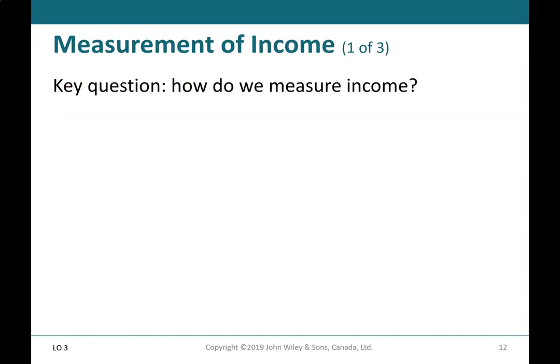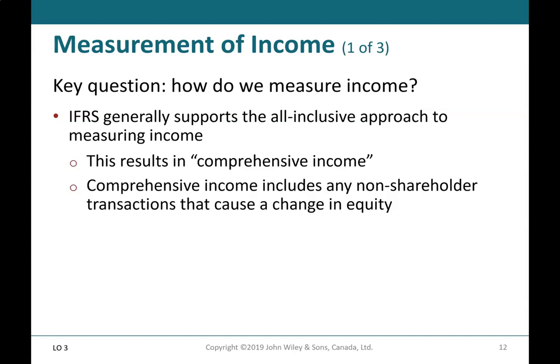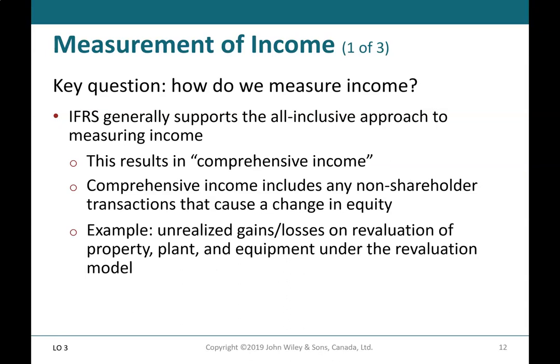Measurement of income, 1 of 3. Key question: how do we measure income? IFRS generally supports the all-inclusive approach to measuring income. This results in comprehensive income. Comprehensive income includes any non-shareholder transactions that cause a change in equity. Example: unrealized gains or losses on revaluation of property, plant, and equipment under the revaluation model.